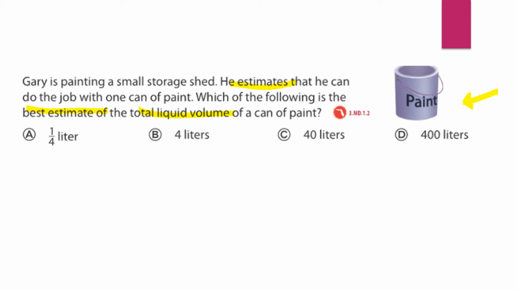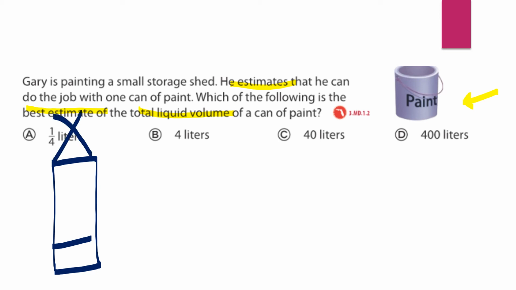So when we were doing this earlier, we were looking for ones that we can quickly eliminate. And so I know that 1/4 of a liter, again, if I'm just drawing a rough sketch here, this amount is probably not going to be the amount of a paint can. Maybe a sample that I can pick up at Lowe's or Home Depot to see if I like it, but not going to be something that I'm using to do a whole job of a storage shed with.